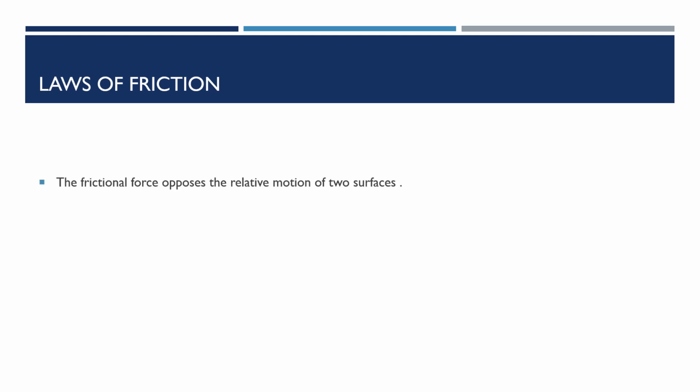Now we know that the frictional force is opposite to the relative motion. The force we apply is in the forward direction, and the frictional force is always in the backward direction. Or if we are moving in the backward direction, the frictional force is in the forward direction. The frictional force is parallel to the surface in contact. The frictional force just opposes the force applied to the surface.